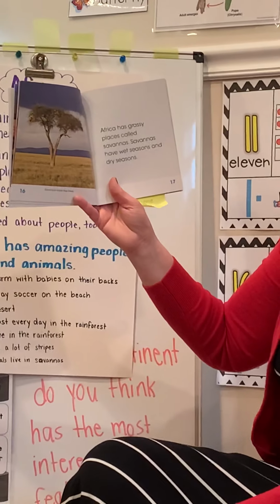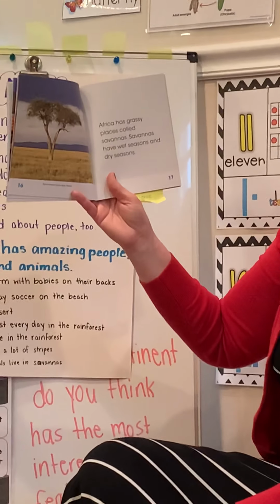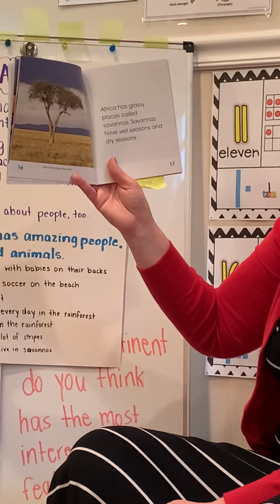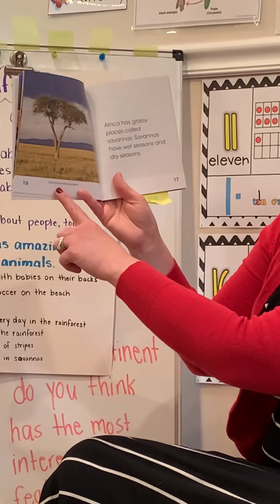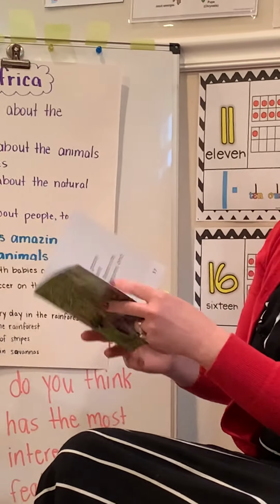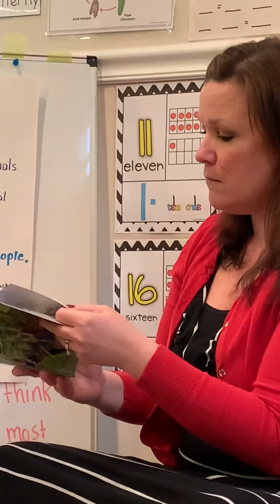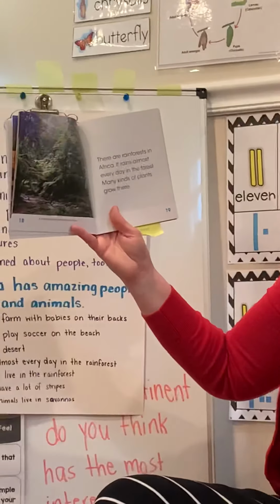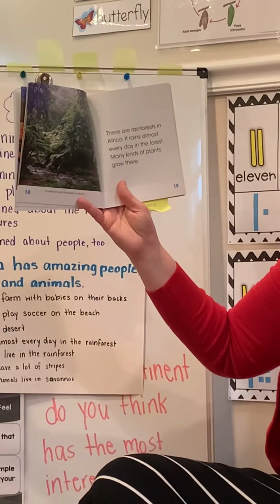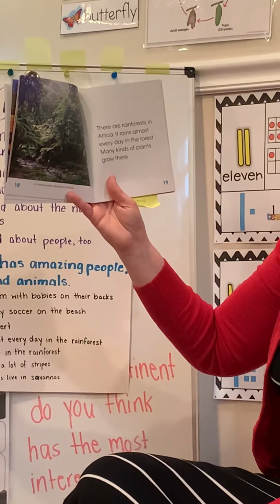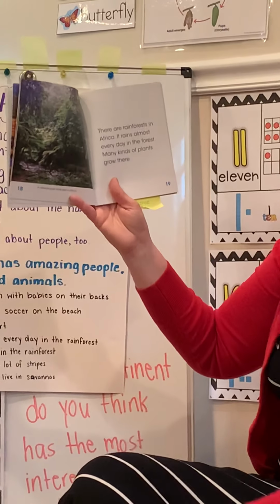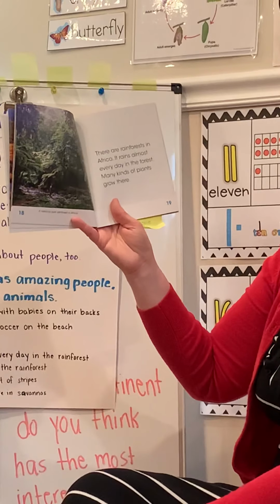Africa has grassy places called savannas. Savannas have wet seasons and dry seasons. Savannas have few trees. There are rainforests in Africa. It rains almost every day in the forest. Many kinds of plants grow there. Here's a national park rainforest in Africa.